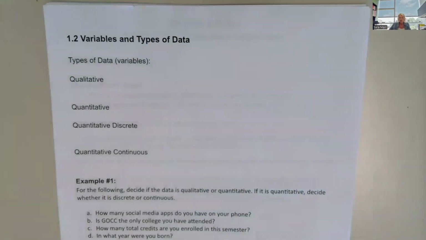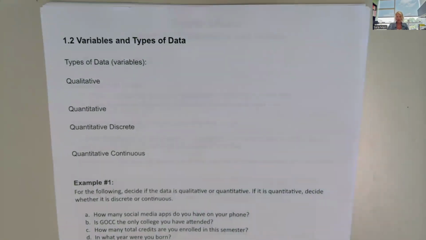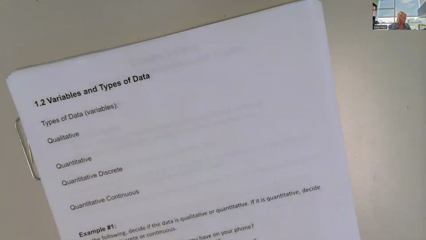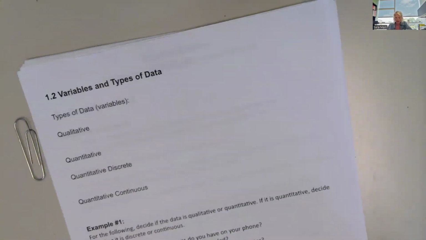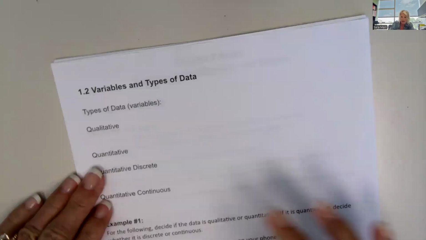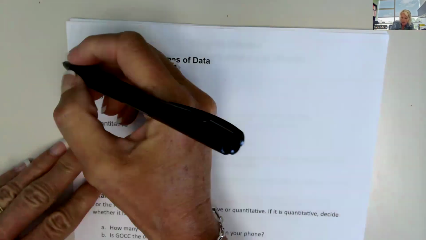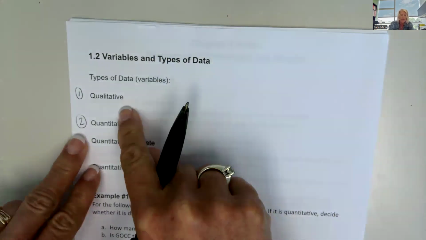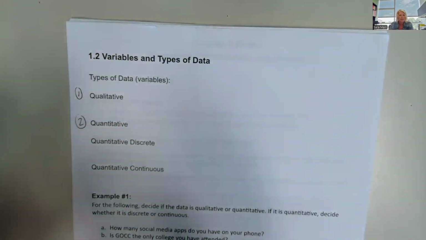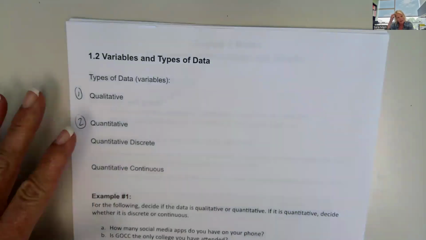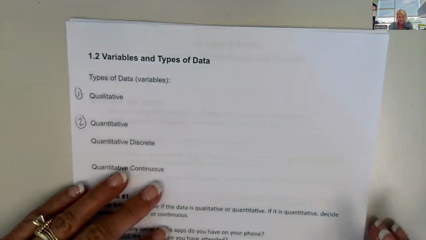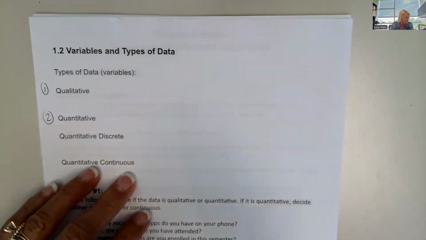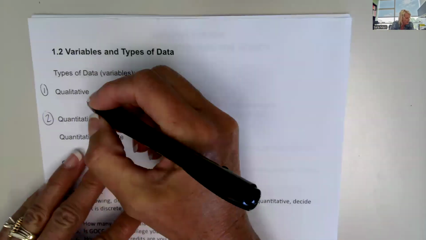We are going to go over a few definitions and then a good example of variables and types of data. So we're going to look at two types of data this semester. One is qualitative data and the other is quantitative data. And we're going to be talking about these two distinct types of data until the very last day of class. So it's important that you're really building an understanding of what the difference is between the two.